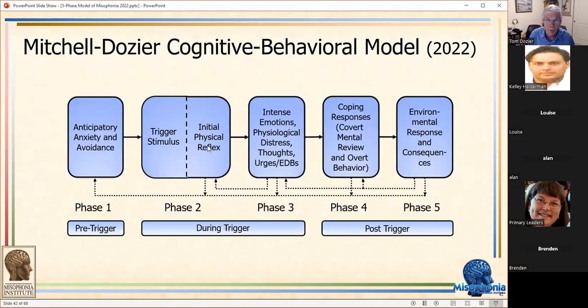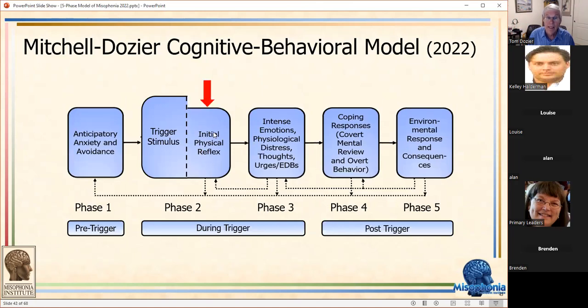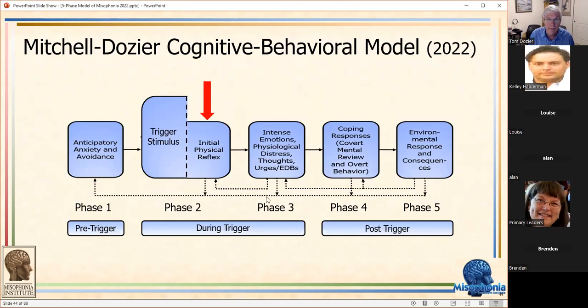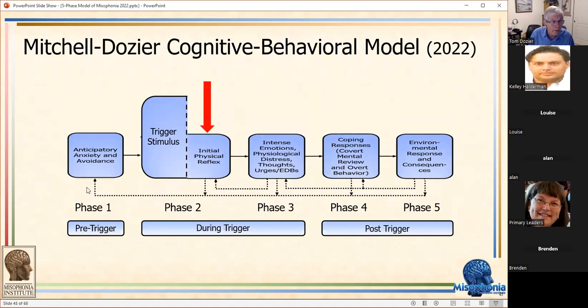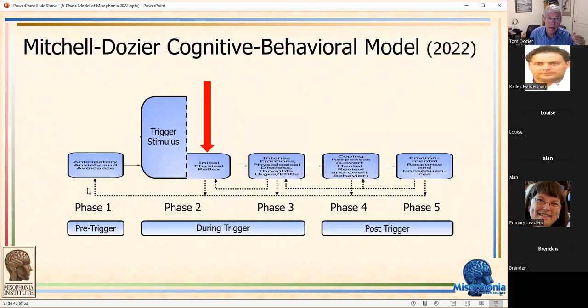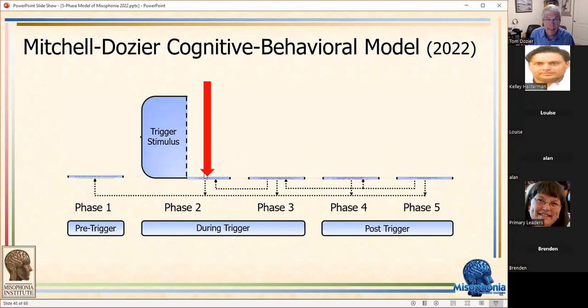But we know how to bring this reflex down. And as the reflex comes down, the emotions, the distress, the coping, the anticipatory anxiety, everything comes down as we bring down this initial physical reflex. So the treatment that we do works on all of the phases, but it does it by bringing down the initial physical reflex. And it doesn't work for everyone, but it works for a very high percentage of people.